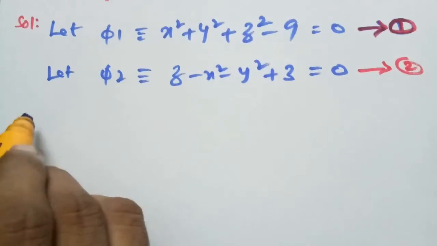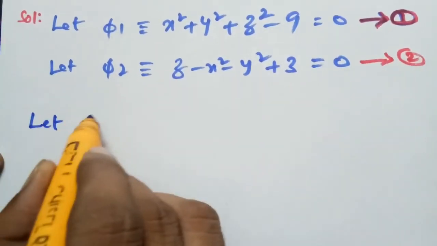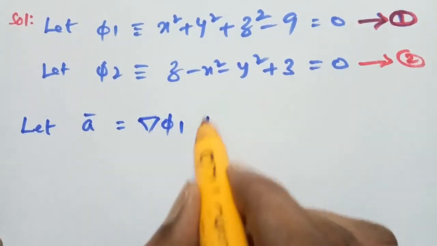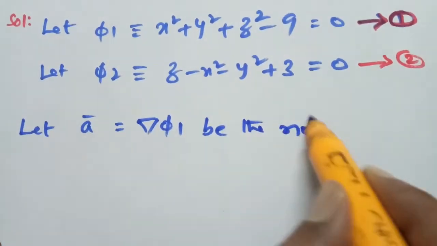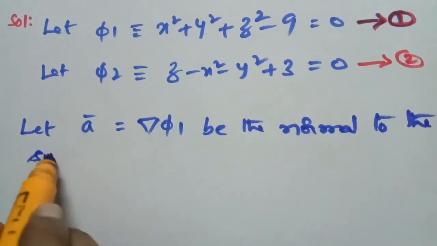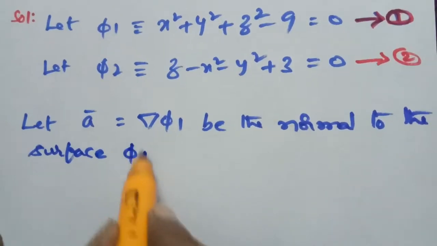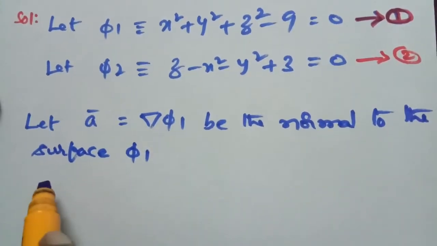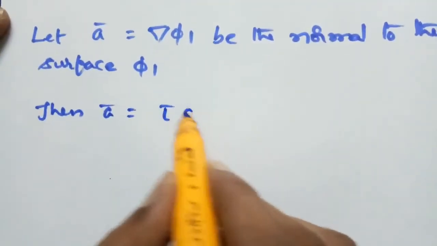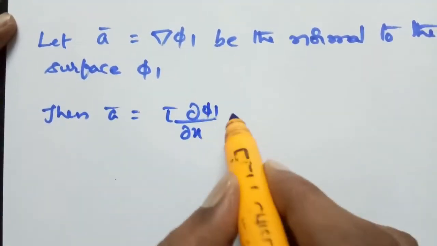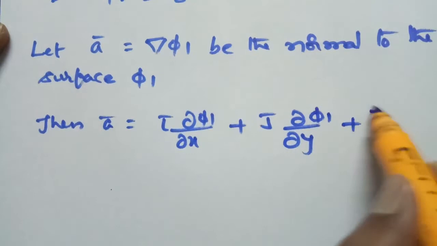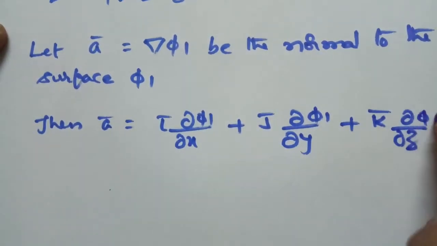Now let a bar is equal to del phi 1 be the normal to the surface phi 1. Therefore, a bar is equal to I bar dou by dou x of phi 1, j bar dou by dou y of phi 1, k bar dou by dou z of phi 1.